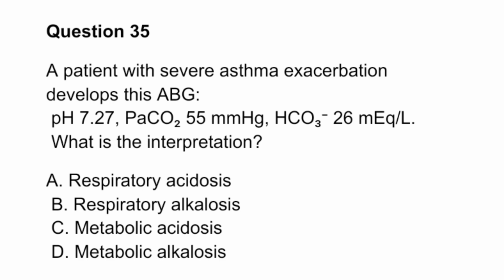Question 35. A patient with severe asthma exacerbation develops this ABG: pH 7.27, PaCO2 55 mmHg, HCO3- 26 mEq per liter. What is the interpretation? A. Respiratory acidosis. B. Respiratory alkalosis. C. Metabolic acidosis. D. Metabolic alkalosis.